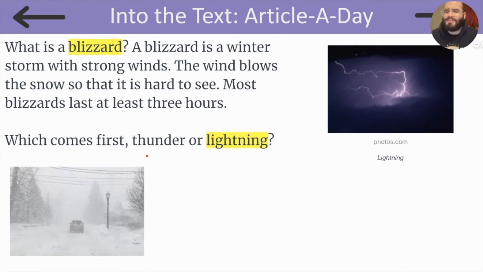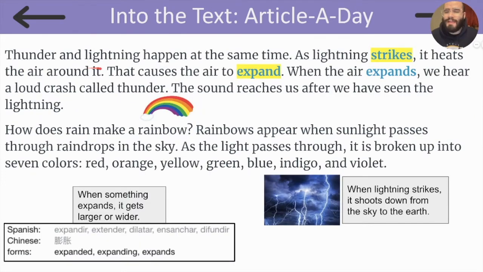Which comes first, thunder or lightning? This is lightning on the right. Let's read more to find out. Thunder and lightning happen at the same time. As lightning strikes, it heats the air around it. When lightning strikes, it shoots down from the sky to the earth. Here we see a lot of lightning striking.